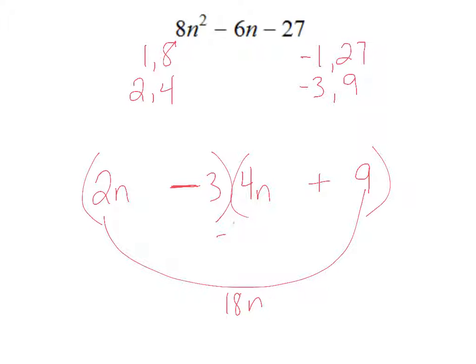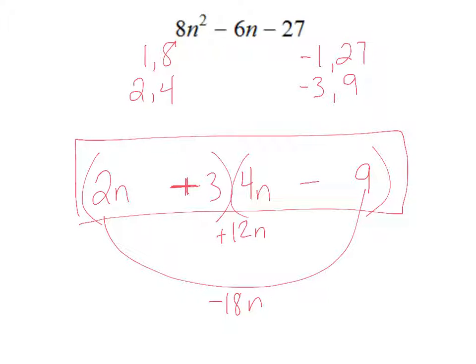18n and negative 12n. Add that up, I get 6n. Oh, that's so close. I want a 6, but I want it to be a negative 6n. What does that mean I need to do? Swap those signs. This is now going to be a plus, and this plus sign is going to be a minus. Now my factors are going to work out because now I have a negative 18n and I'm going to have a positive 12. That's going to get me my negative 6n that I want right here.